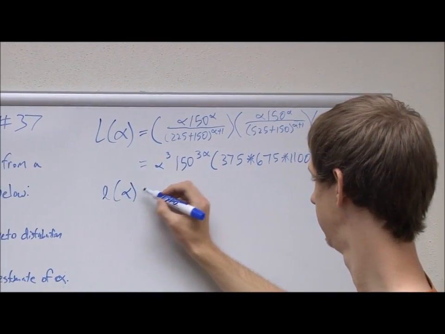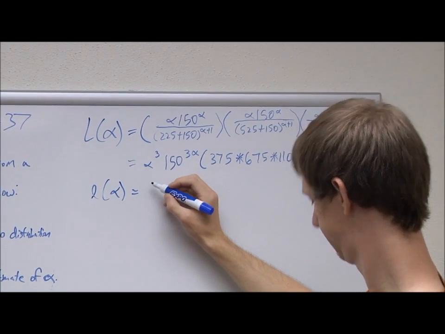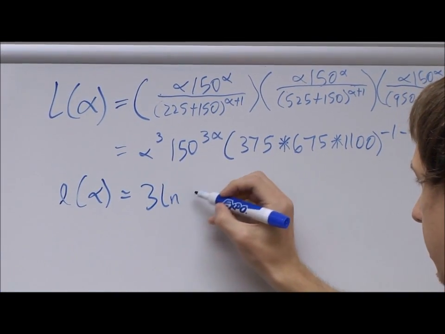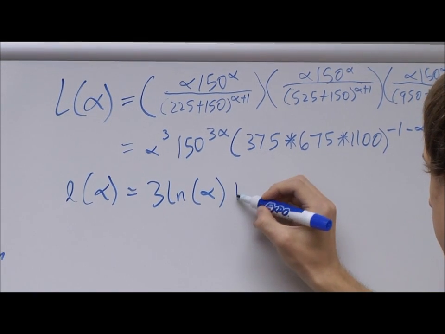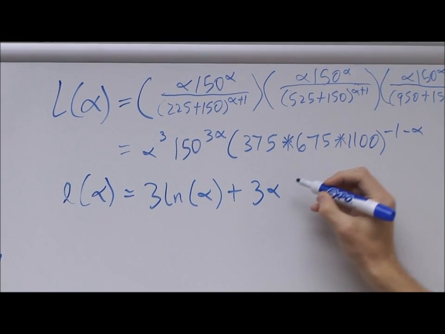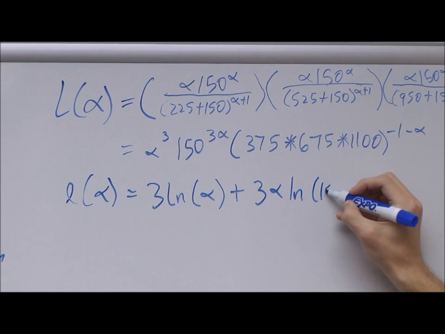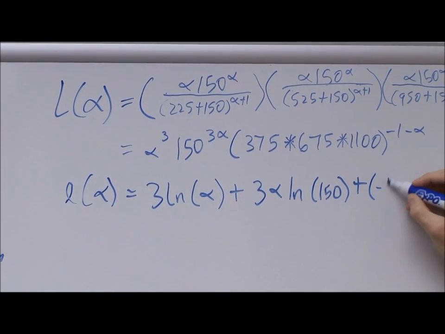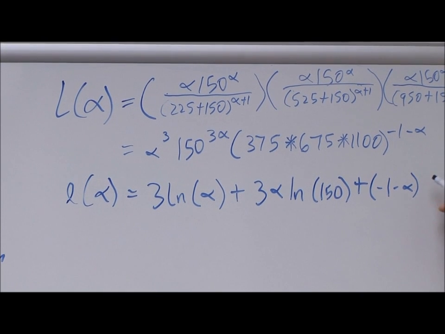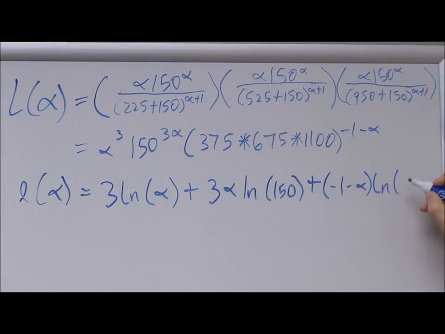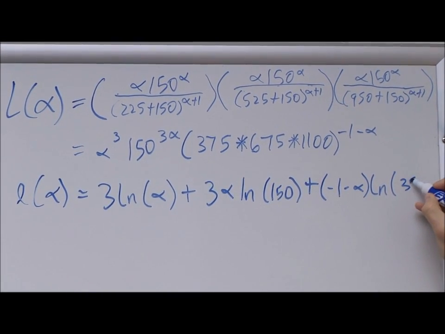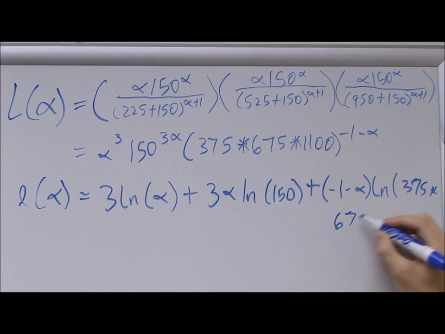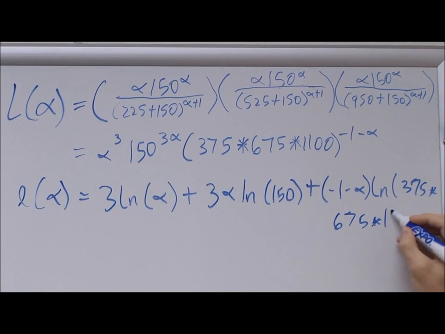So we have that is equal to 3 natural log of alpha plus 3 alpha natural log of 150 plus negative 1 minus alpha times natural log of 375 times 675 times 1100.